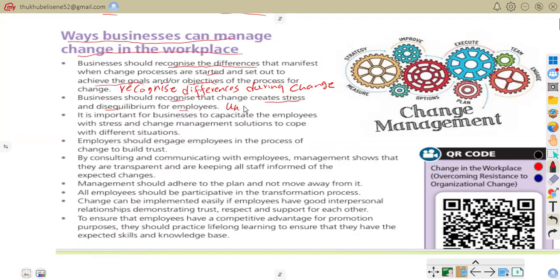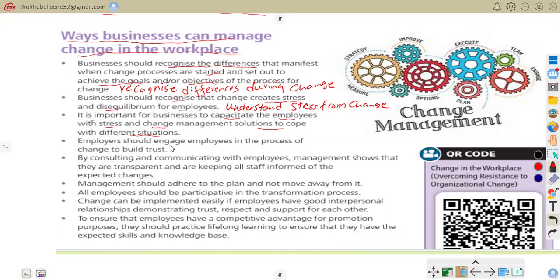Understand stress from change. So it means that change can cause discomfort. For example, employees feeling anxious about new system. So that is that. It is important for the business to capacitate the employees with stress and change management solutions to cope with different situations. So here we are saying train employees, equip staff with skills to cope.